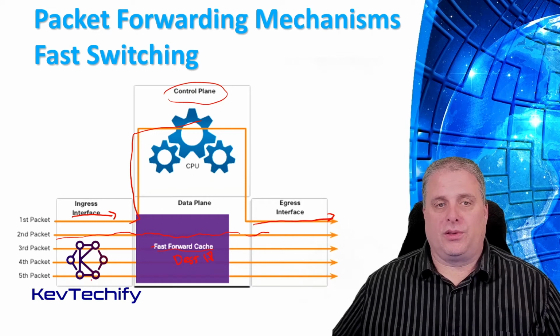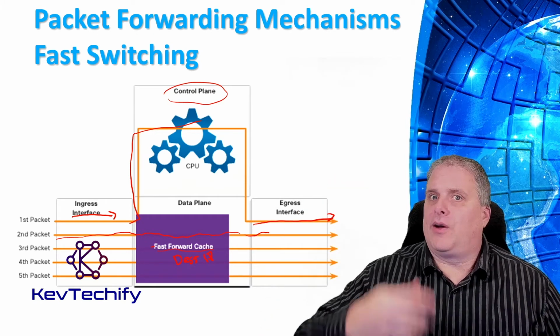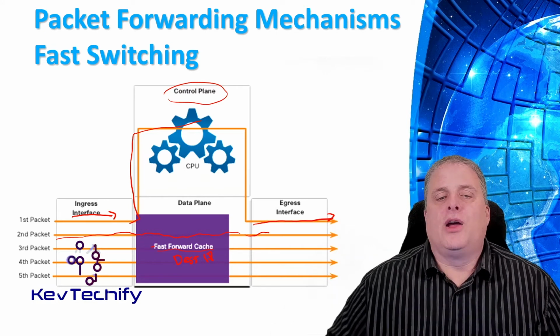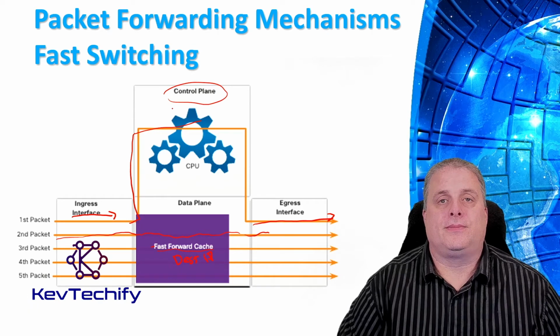And then the third and fourth and fifth and the 1,000th packet that you're sending in this big stream of data doesn't have to get processed by the CPU every time.